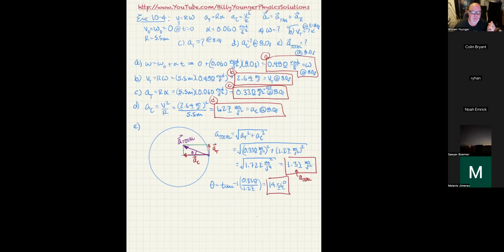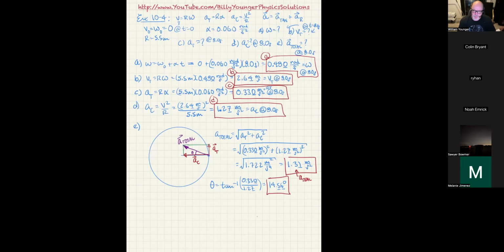Anybody have any questions on that? Just one. We kept specifying everything was at 8 seconds, but it never actually came into play in any of that. Was that just an example of what we could see, or was there a point to the 8 seconds? In the next one, you'll see a little bit more of a tie-in.